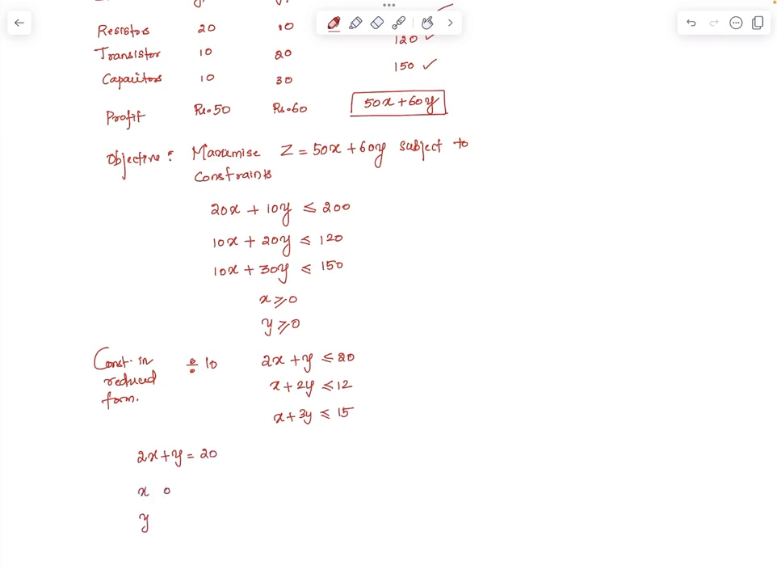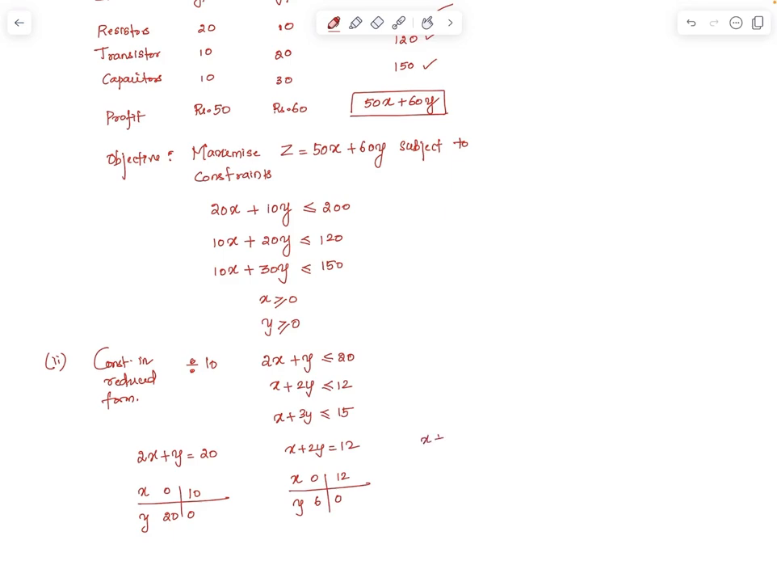If I put x as 0, then I get y as 20. If I put y as 0, I get 10. For x plus 2y is equal to 12, when we put x as 0, we get 6 for y. When we put y as 0, we get x as 12.